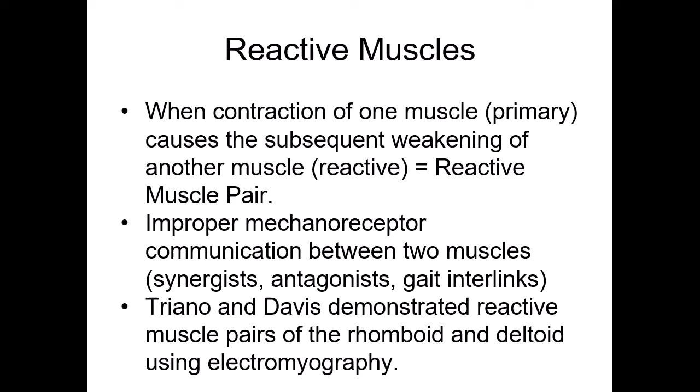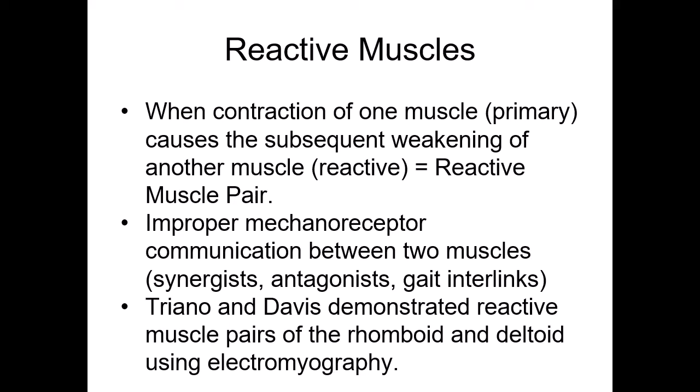The two muscles associated may be synergists to each other, antagonists to each other, or even gait interlinks, meaning muscles that are reacted or contracted during the gait process. This could be, for example, the biceps of the right arm and the hamstrings of the left leg. Both of these muscles are being used during the gait cycle.